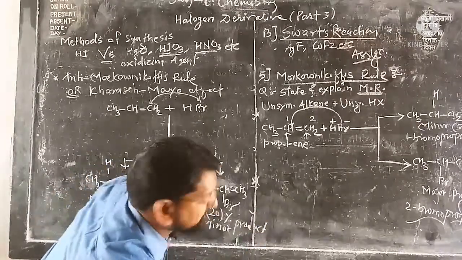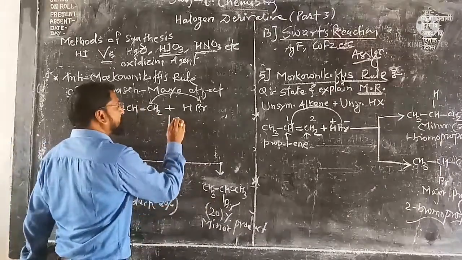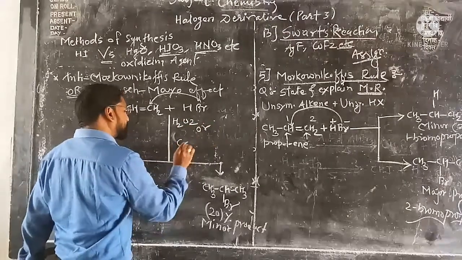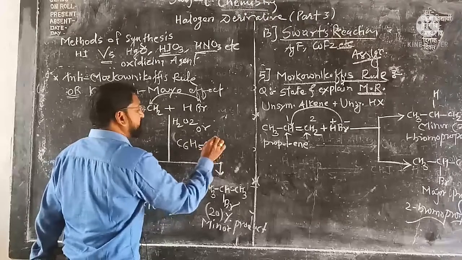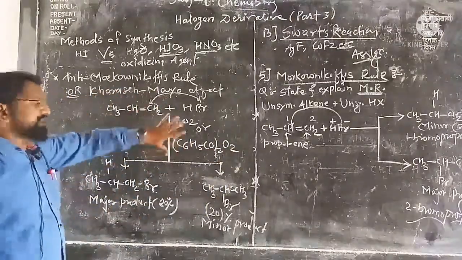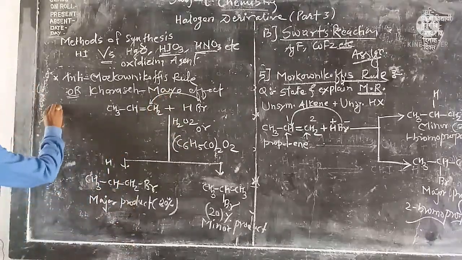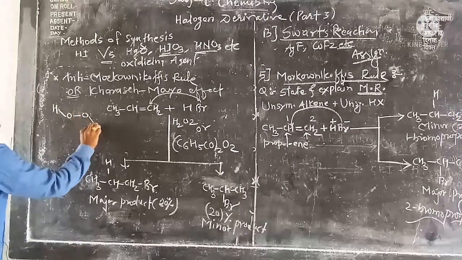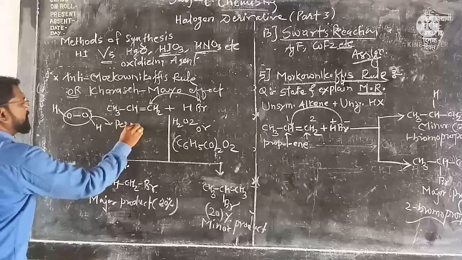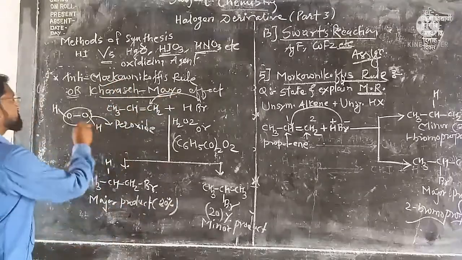Okay, one important condition, this reaction is carried out in the presence of peroxide, for example H2O2, or many more peroxides are there, benzoyl peroxide, no doubt. Any of these you can take. Hydrogen peroxide, the structure is like this. This is called the peroxide linkage. Okay, very important. Once you are writing about the anti-Markovnikov's rule or Kharasch-Mayo effect, you must mention this.